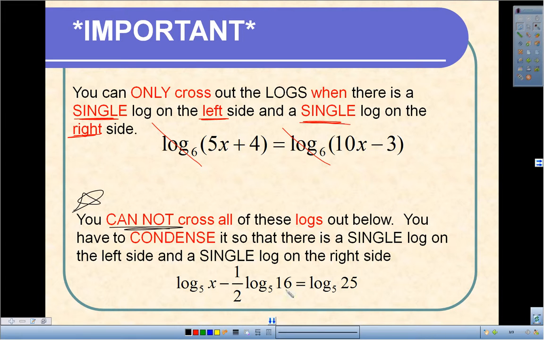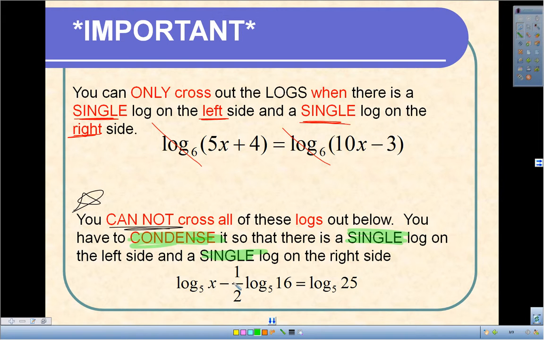People look at this problem and they say, oh, they're all base 5, so I'm going to just cross all of them out. No, you cannot do that. You can only cross out one log on the left and one log on the right. So, the way that you do this, you have to condense. That's why we learned how to condense. It's so that there is a single log on the left-hand side and a single log on the right-hand side.